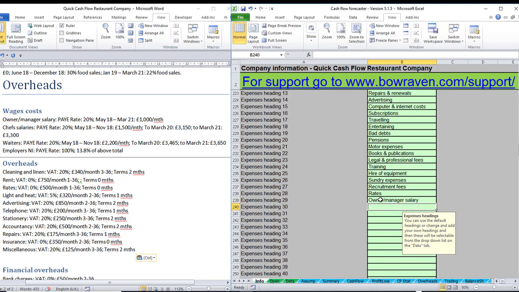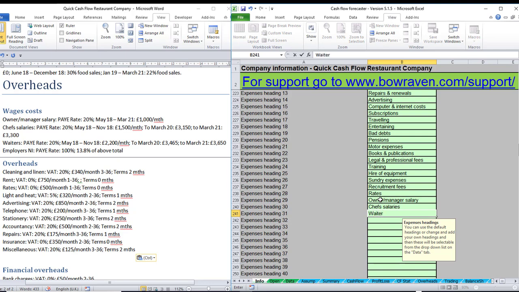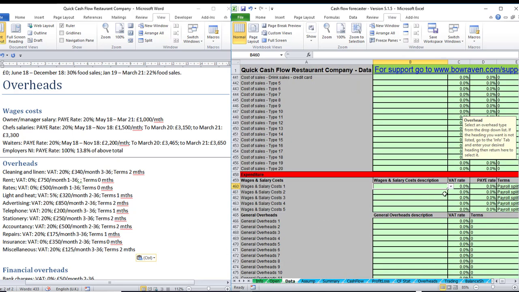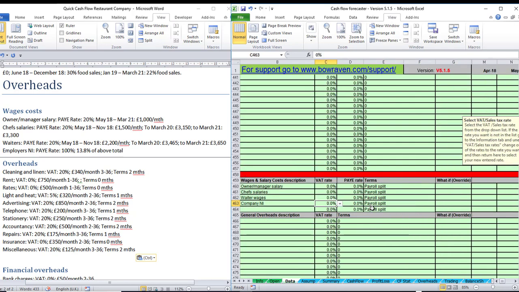My owner's salary, my chef's salaries, I'll call it waiter wages. So then I can come back to here and select those. They should be at the bottom here. So I have my owner manager's salary, I have my chef salaries and my waiters. But then also I have my company national insurance too. VAT ignore, but PAYE rate.